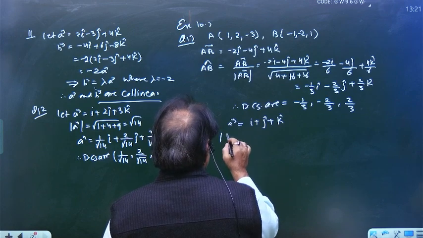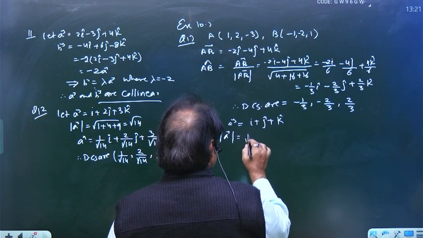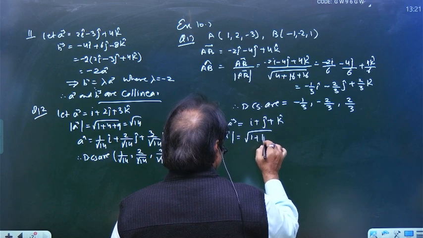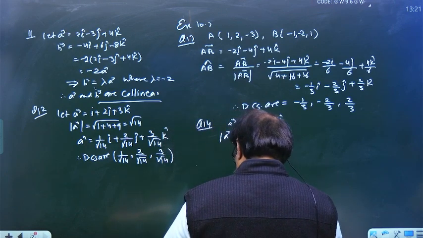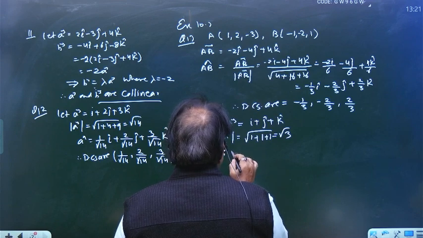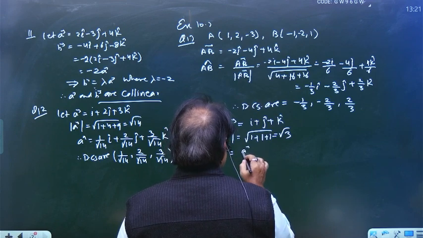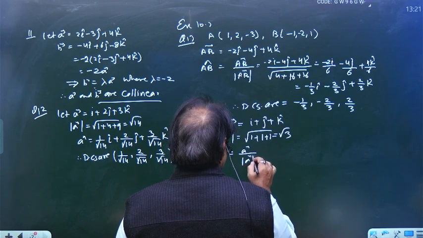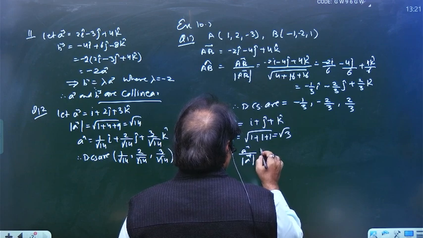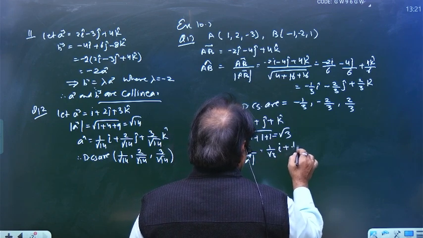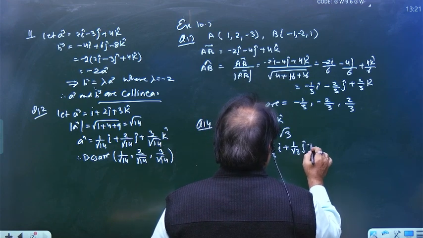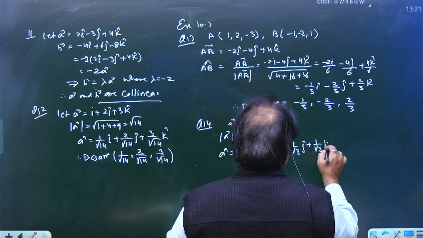So the magnitude of this vector is equal to the square root of 1 squared plus 1 squared plus 1 squared, that is equal to root 3. Then the unit vector is equal to the vector upon its magnitude. Okay, so this is 1 by root 3 i cap plus 1 by root 3 j cap plus 1 by root 3 k cap.